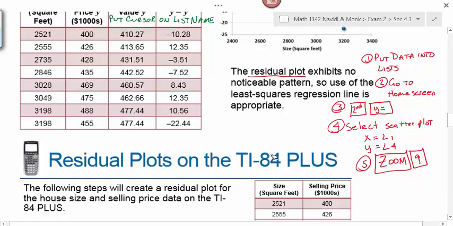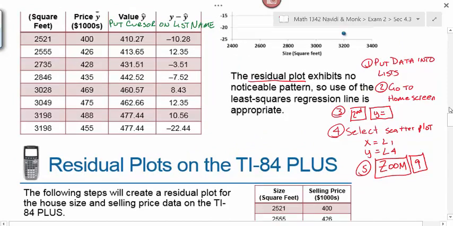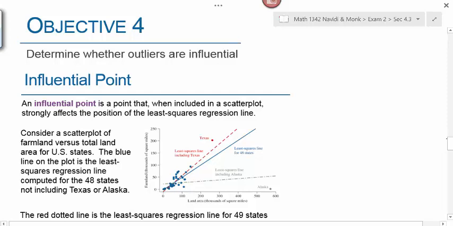The publisher's also been nice enough to tell us how to do this on the TI-84 calculator, so you can print out the notes and see the notes, and they're all pretty. But you may want to put something a little more concise, such as this, on your formula sheet because it takes less space. Objective 4 is to determine whether outliers are influential.